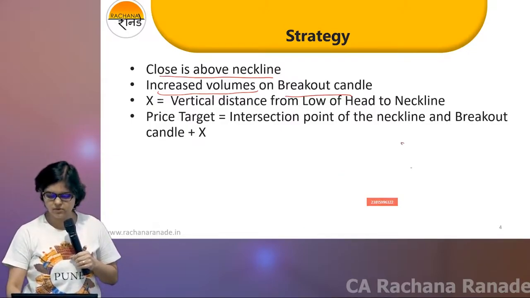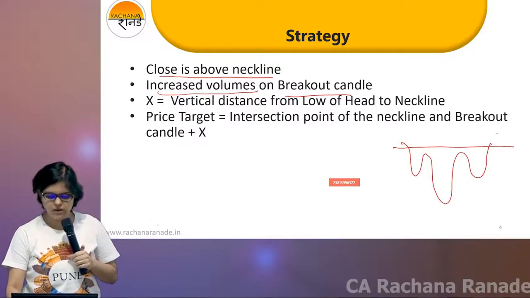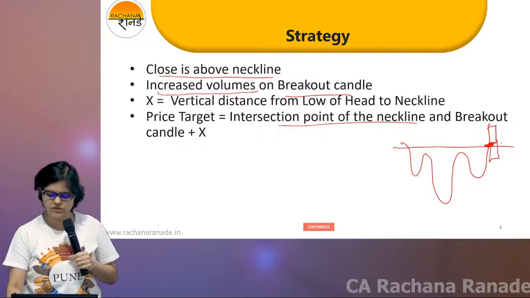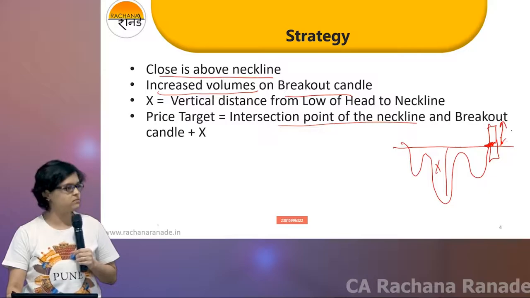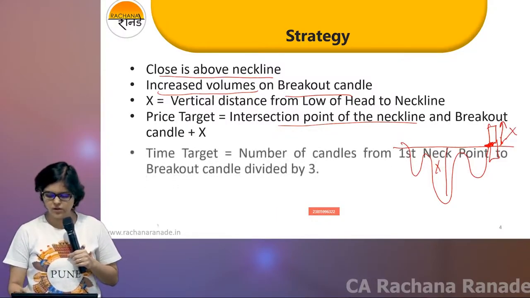That is just for you to draw this. So this was the intersection point, na? From the intersection point of the neckline and breakout candle, plus, so this was the breakout candle, let us say. So this distance, whatever, say this is X, then I'm going to add X here. Correct?